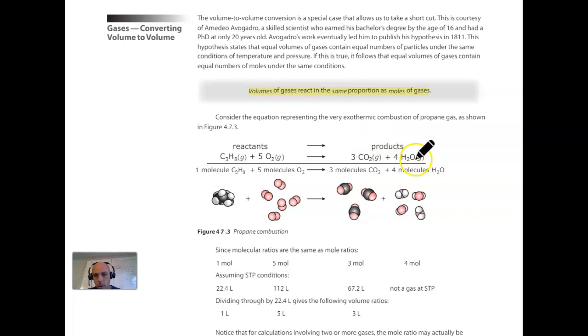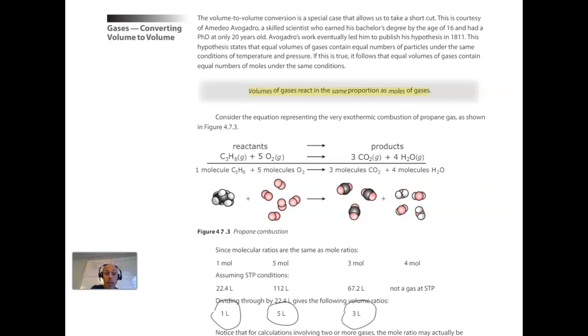to produce 3 CO2s and 4 H2Os, or we could scale that up to moles, so too could we say that for every liter, take a look down here at the bottom, for every liter of propane, 5 liters of oxygen react, same ratio, producing 3 liters of CO2 and 4 liters of water. So again, the volume ratio will be the same as the mole ratio. And that can save you some time in a stoichiometry problem.